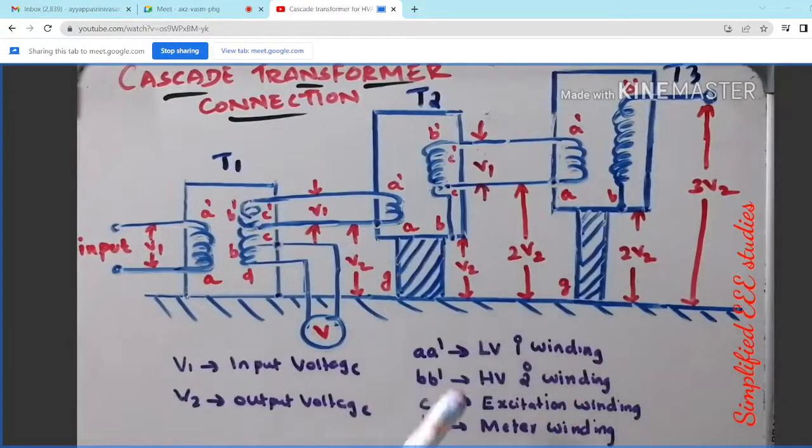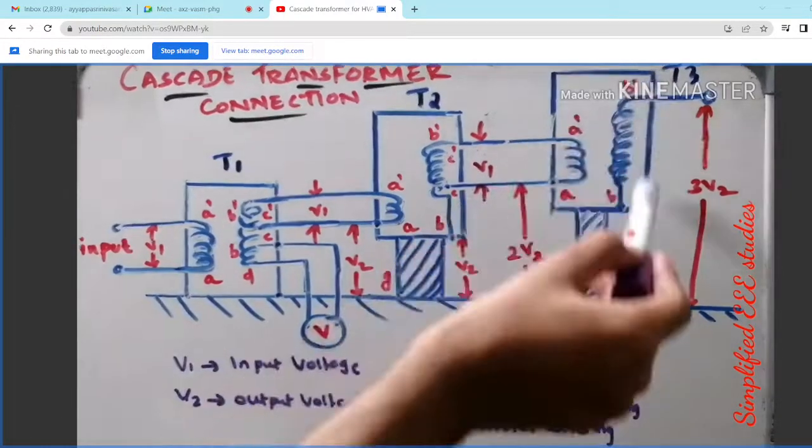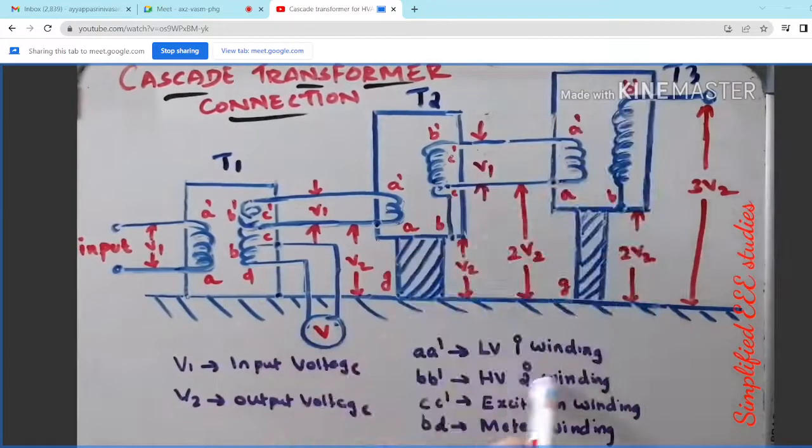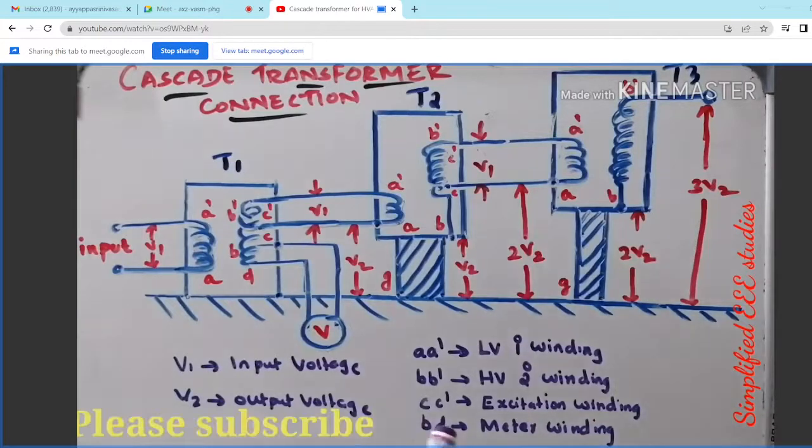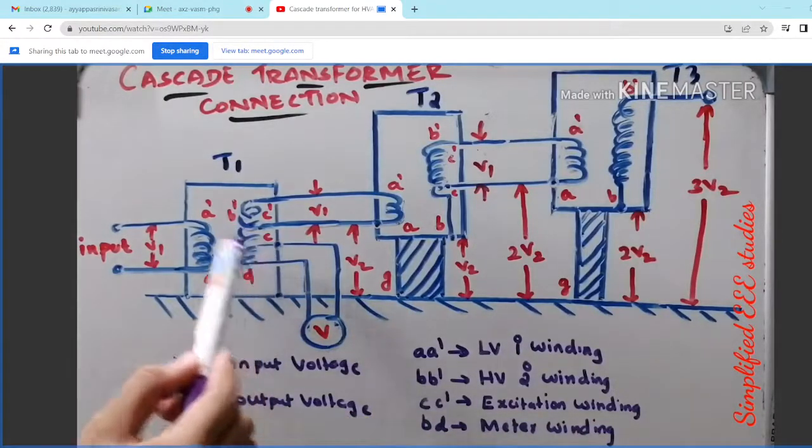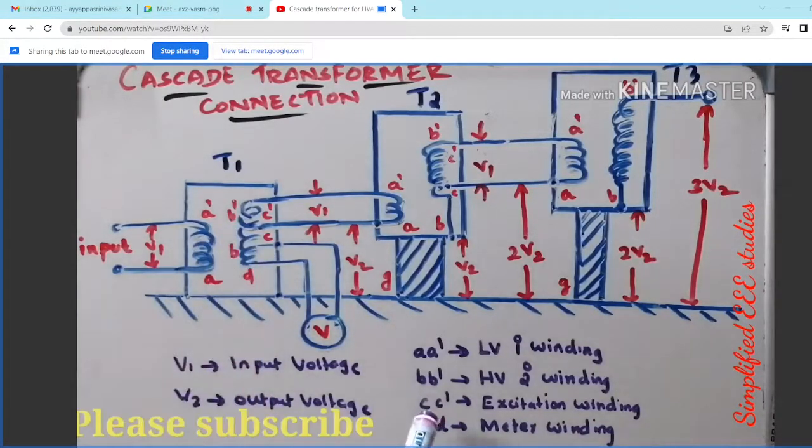Let us see the winding. A dash is the low voltage primary winding, and B dash is the high voltage secondary winding. To measure, we need one meter winding, BD. BD is known as meter winding. Moreover, CC dash is actually the excitation winding. And of course, obviously you can generate high voltage output. This method is known as cascade connection of transformer.